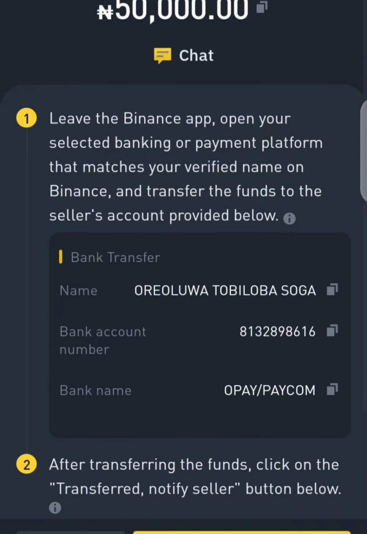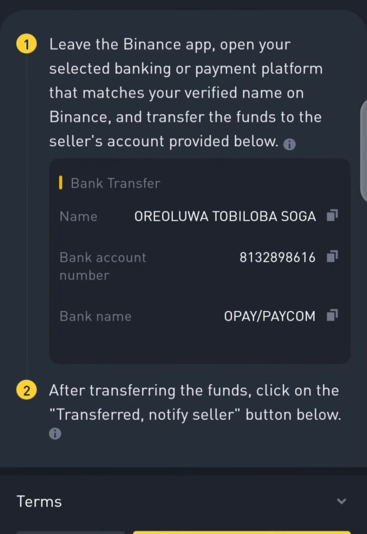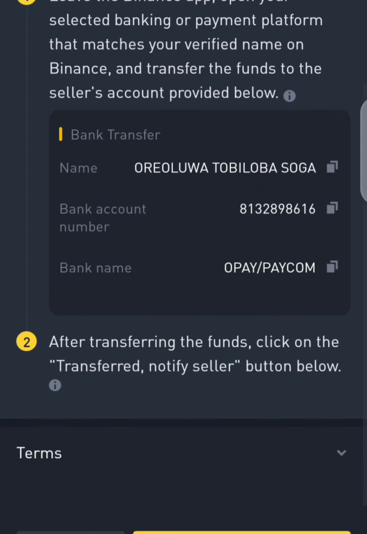They will now ask you to pay money to Oreoluwa Tobiloba Suga. So you will know that is the name of the person you are sending your naira to, so that the person will release his or her cryptocurrency to you. That is his or her USDT to you. So if you pay that, Toby will release his cryptocurrency to you. But before he will do that, you need to make payment first.